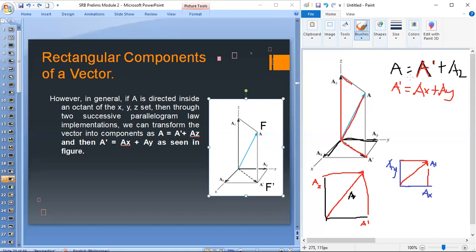So, substitute mo lang yan, yung A prime mo, kung sa problem. So, sa problem, makita natin yung magagamit natin yan. So, yun lang yung rule ng parallelogram natin dito sa figure. So, rectangular components of a vector.